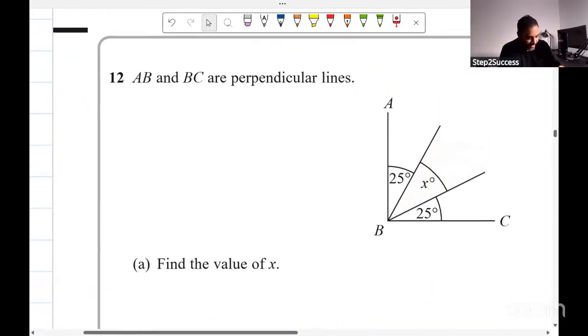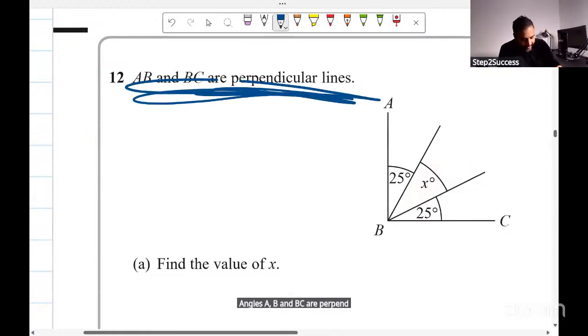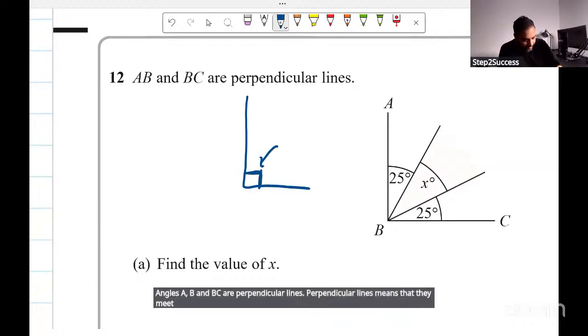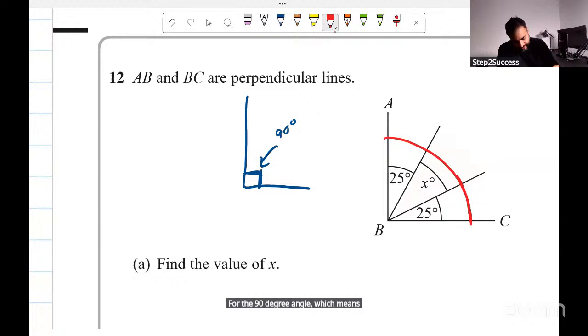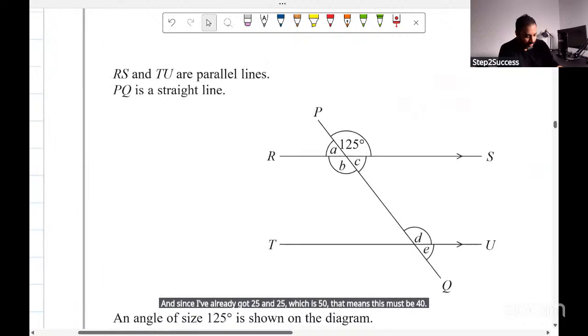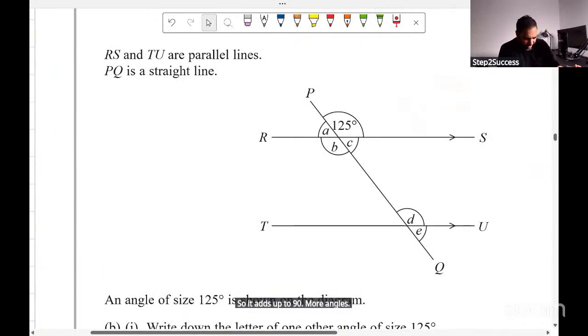Angles AB and BC are perpendicular lines. Perpendicular lines means that they meet at a right angle. So the 90-degree angle, which means all of this is a 90-degree angle. And since I've already got 25 and 25, which is 50, that means this must be 40. So that adds up to 90. More angles. Right. When I see this x, obviously this question just wants me to do stuff.